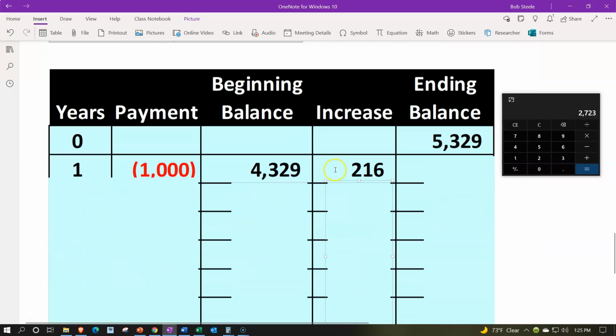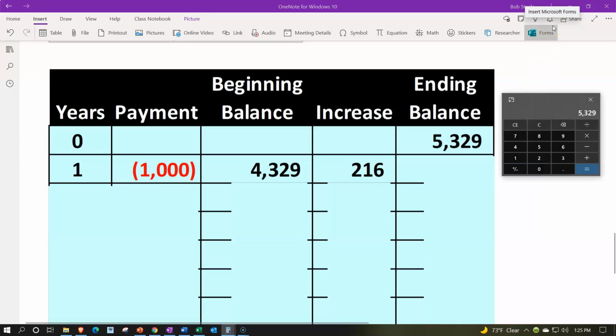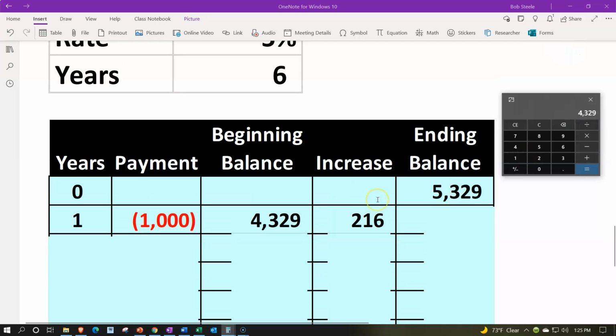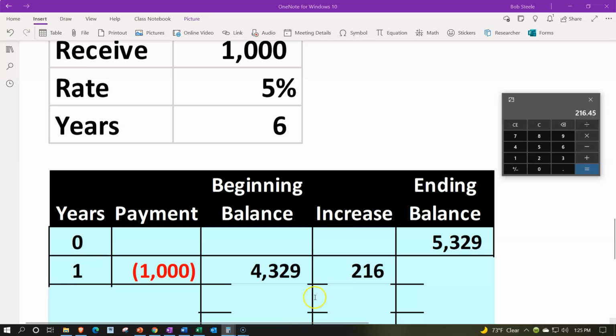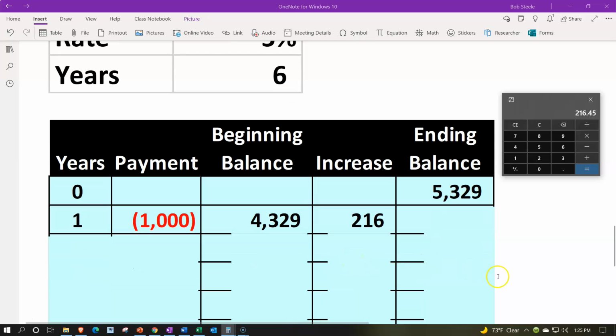And then we're going to say that in period 1, we're going to have the $1,000 payment now happening at the beginning of the period. So then we're going to be taking that 5329 minus the 1,000, means that at the beginning of year 1, in this case, at January 1st, we have a balance of 4329. Then we're going to take that times the 5%, 0.05. That's going to give us our 216 that happens in period 1 now. And that means the ending balance will then be the 4329 plus the 216, or the 4545.